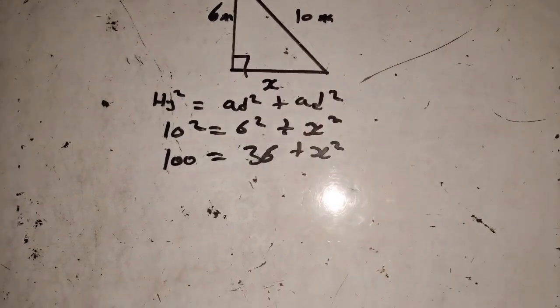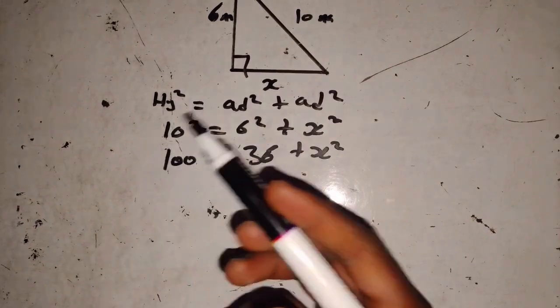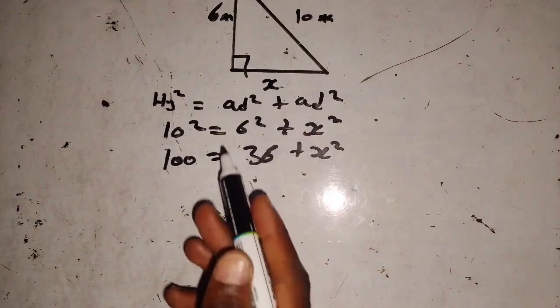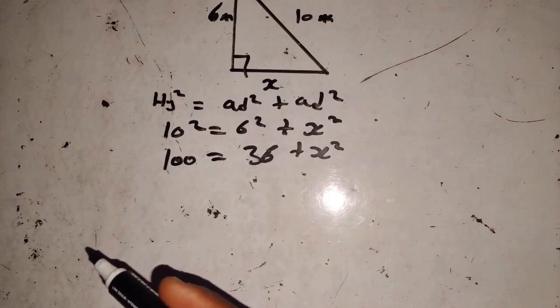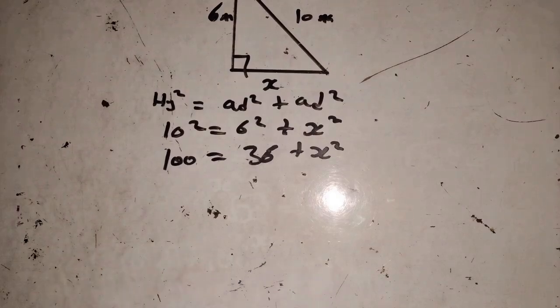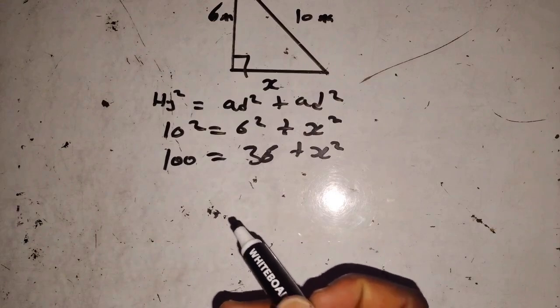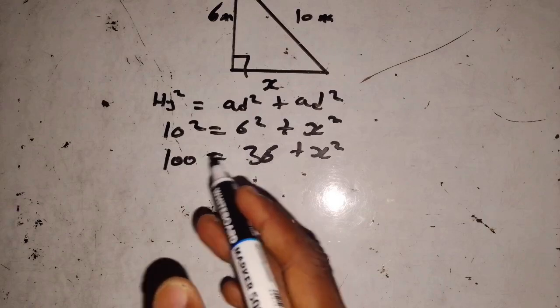By collecting the like terms, we are going to have 100 minus 36. If 36 goes to this side, remember here it's positive, and when a number crosses the equal sign, its sign changes. So if it's positive, its sign will be negative when it has crossed the equal sign.